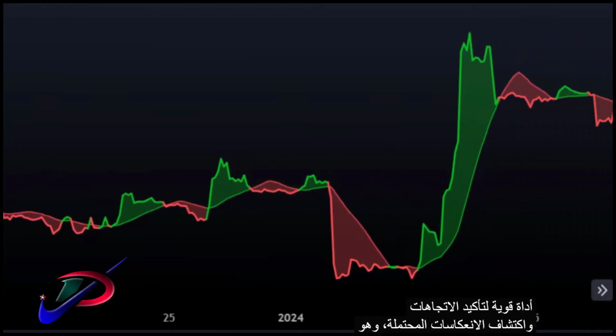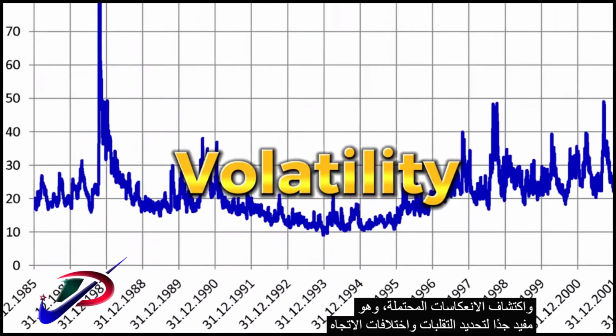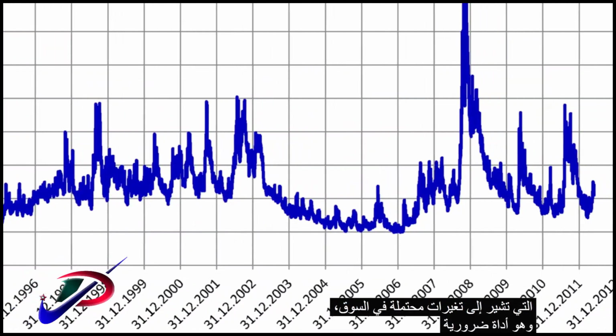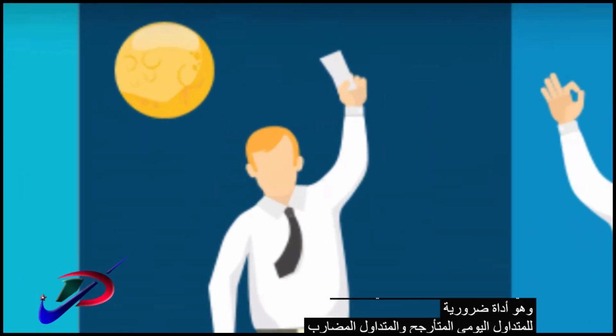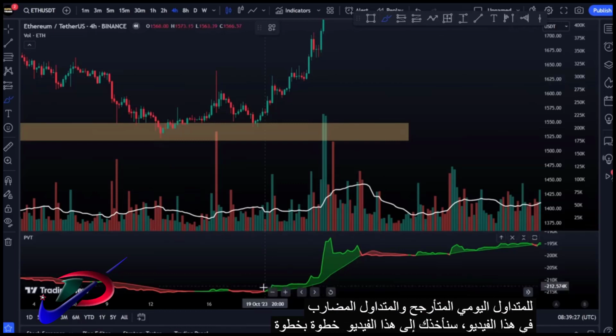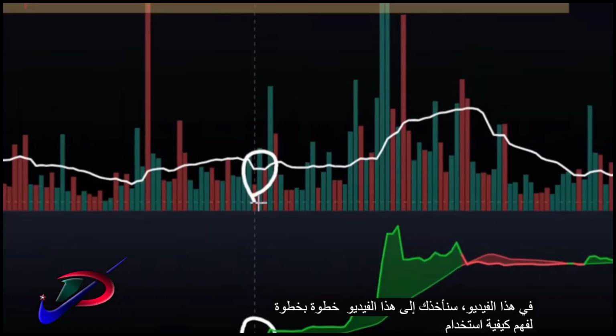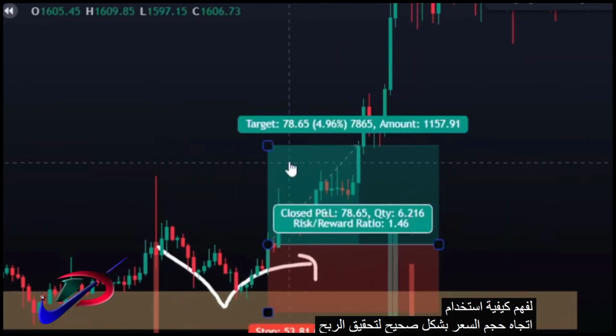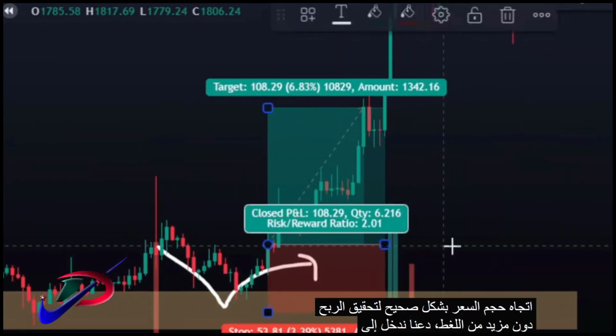Potential reversals. It's very useful to identify volatility and trend divergences that signal potential market changes. It is a must-know tool for day traders, swing traders, and scalping traders. In this video, we will take you step by step to understand how to use price-volume trend properly to make profit. Without further ado, let's go into the video.